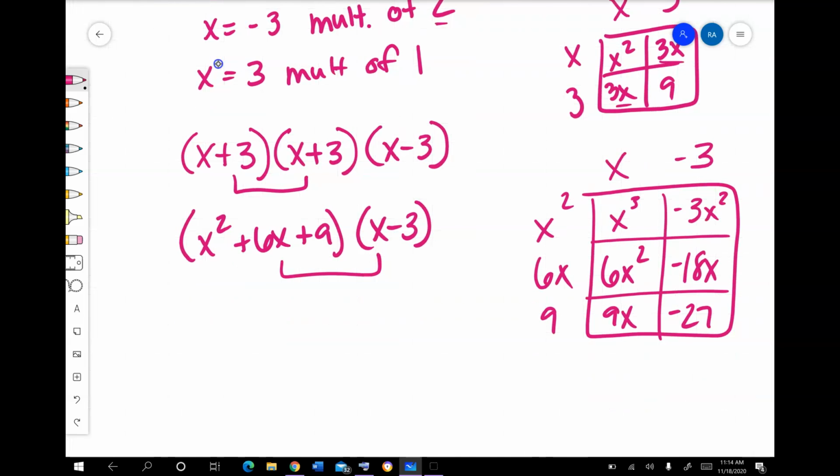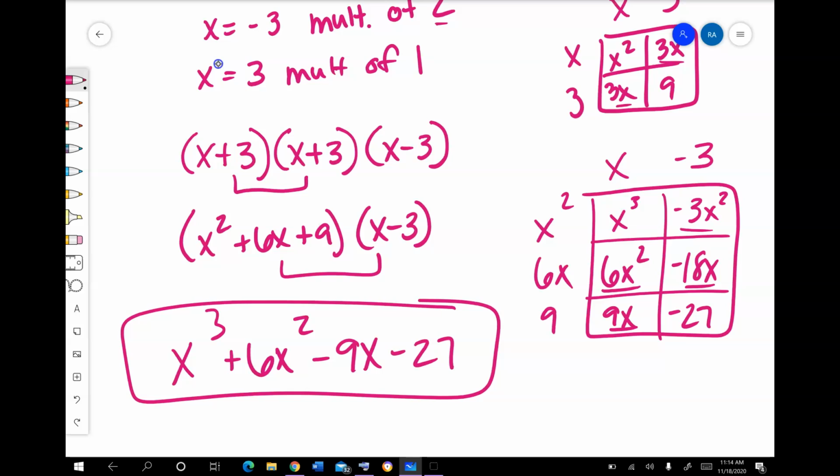So this is my final answer. x cubed, combine the squares to plus 6x squared, combine the x's, and it's negative 9x minus 27. And that would be your final answer. Okay? All right, let's do another one.